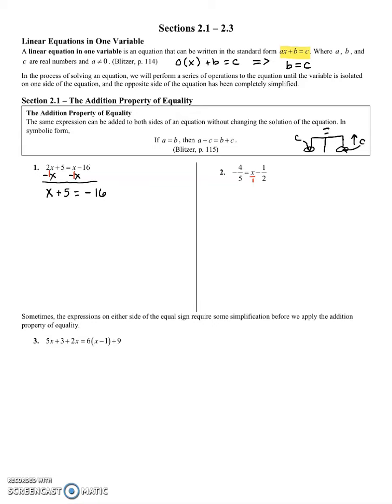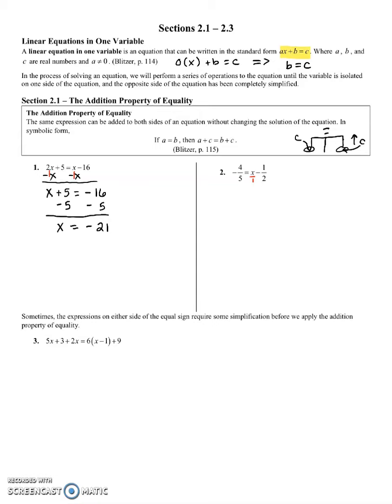Okay, the variable x is still not completely isolated because on the left-hand side it's got a 5 added to it. So in order to get rid of that 5, we need to subtract 5 from both sides of the equation, which then leaves us with x equals negative 16 minus 5, which is a negative 21. So x is negative 21.